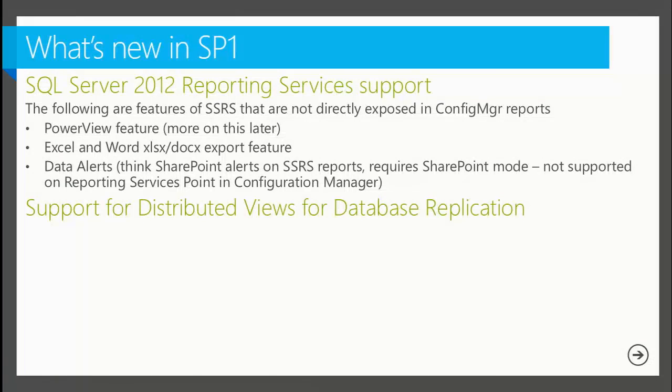We've also added support for distributed views to get around the replication tax that is imposed by having a CAS. And we'll talk about that slightly. In case you are skeptical about the fact that a replication tax exists in a hierarchy, the best way to test that out is to have a CAS, click Update Collection Membership, and watch what happens.